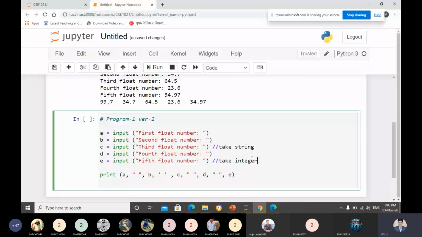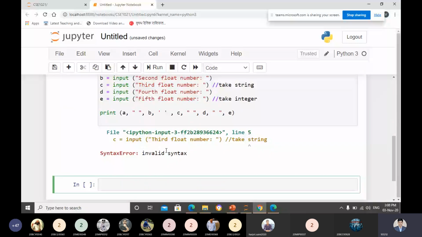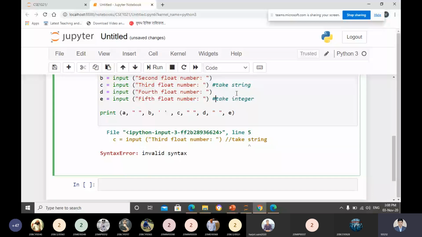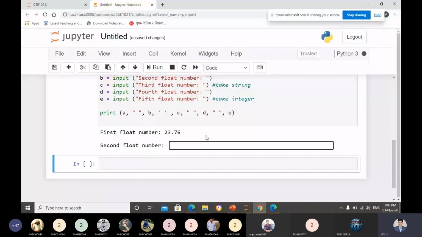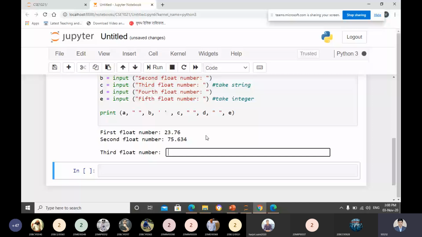So now see, what was the problem? String itself is not a keyword, and the hash I need to use as a comment. Sorry, I used C syntax here. Right. Now, the first float number I am taking 23 point something. The second float number I am taking 60 point 75, whatever. In the third I am not putting a number, I am taking my name also.